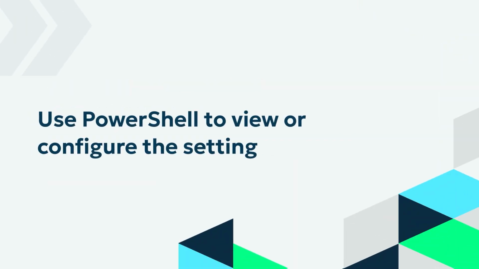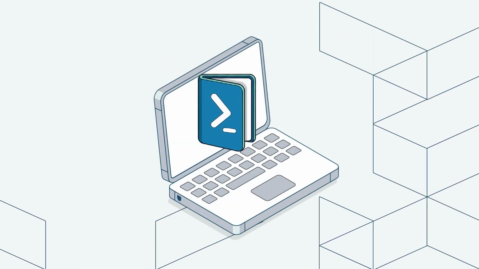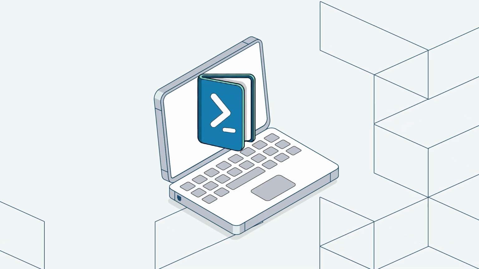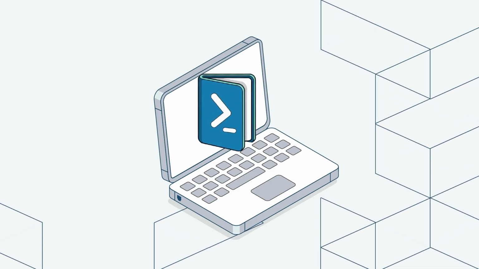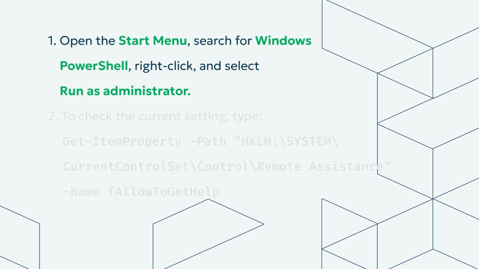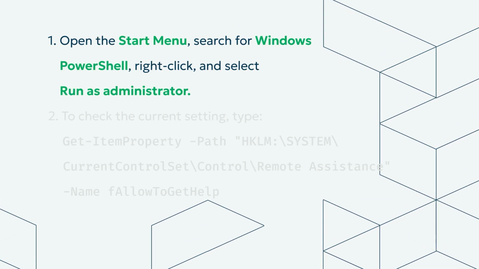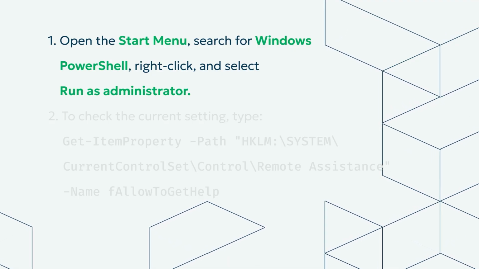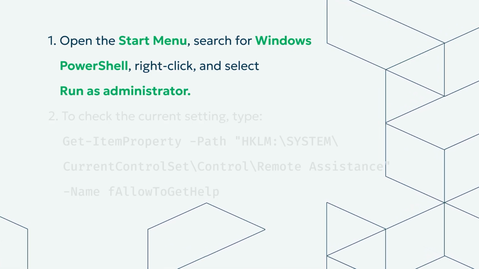Method 4. Use PowerShell to view or configure the setting. For remote administration, PowerShell is a great option. You can even deploy scripts to multiple devices at once. Open the Start menu, search for Windows PowerShell, right-click, and select Run as Administrator.